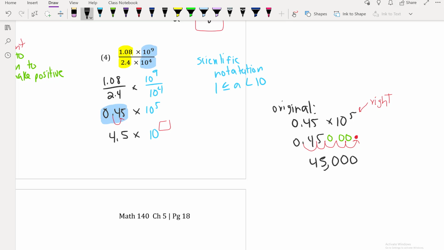And so you want to make sure that you get to that from the 4.5 to that 45,000. So if I'm thinking, okay, if I have the decimal here, how many times do I have to move it to the right? Well, it would be 1, 2, 3, 4 times. So that exponent on the 10 would be 10 to the 4th power. So really, sorry, my answer is going to be 4.5 times 10 to the 4th power.